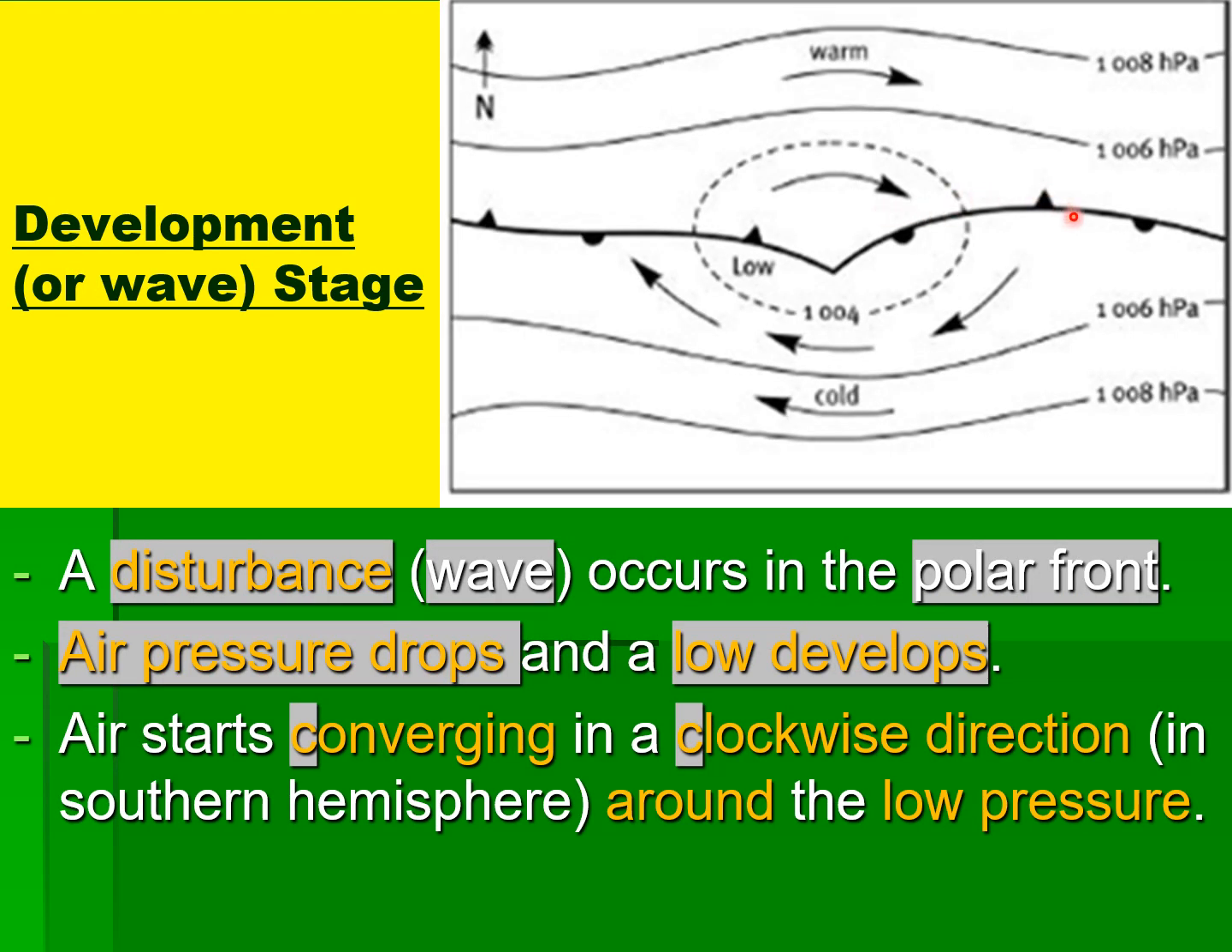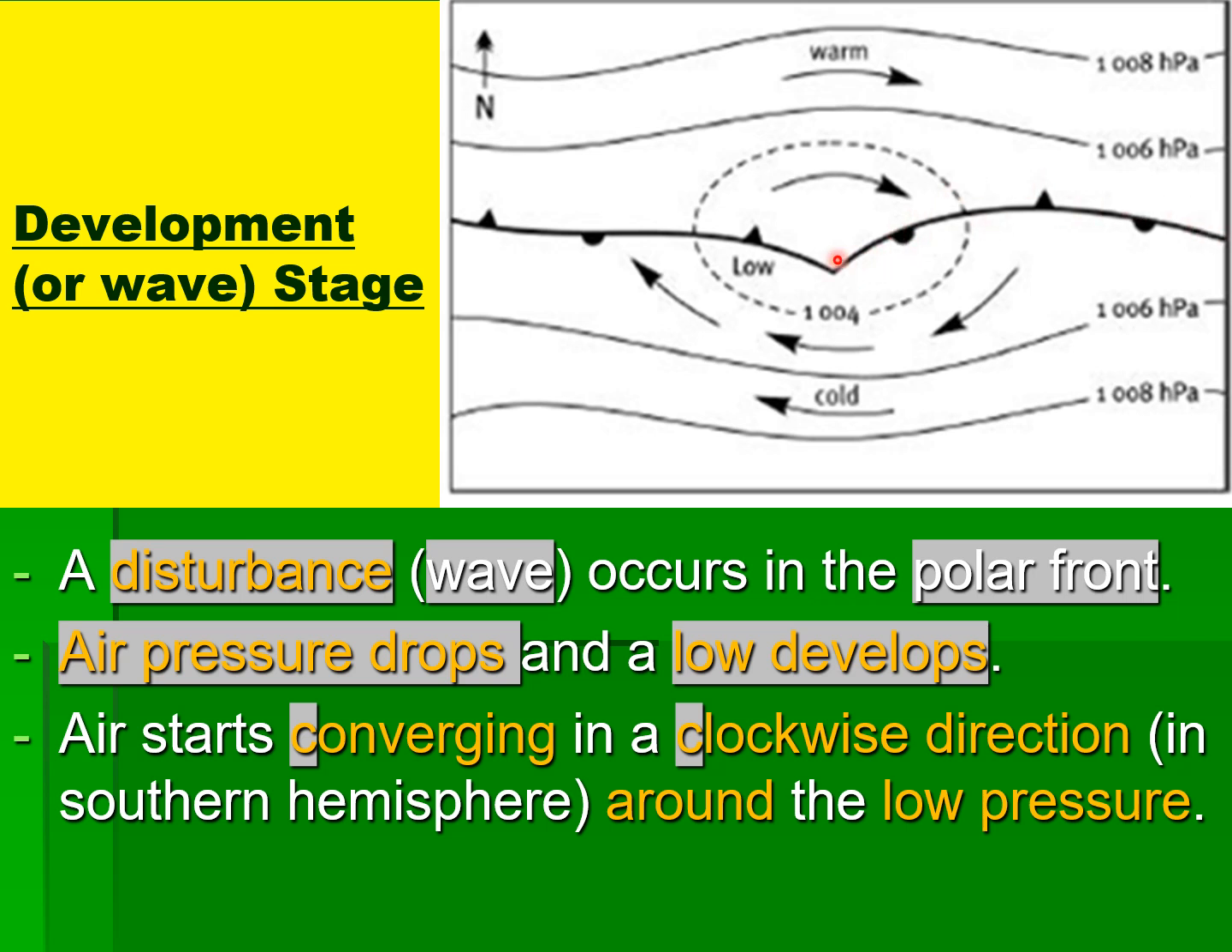During the development stage, a wave is created in the polar front. This wave results from a disturbance that is caused by the warm and the cold air moving in opposite directions along the polar front. In moving along the polar front, the air creates friction, and that friction results in a disturbance, or what we call a wave, in this polar front.